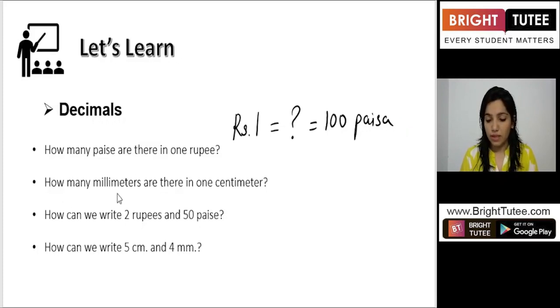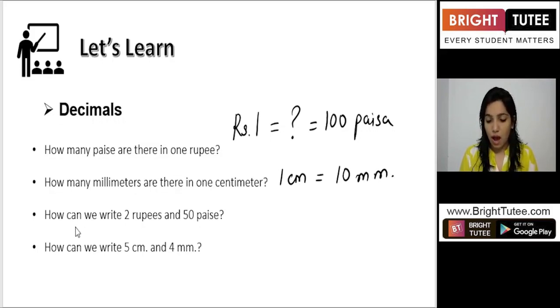Now, how many millimeters are there in 1 centimeter? So your scale, you see the divisions on your scale, they are given in centimeters. You see between every two numbers you have 10 small divisions. They are basically the millimeters, right? So 1 centimeter is equal to 10 millimeters, right?